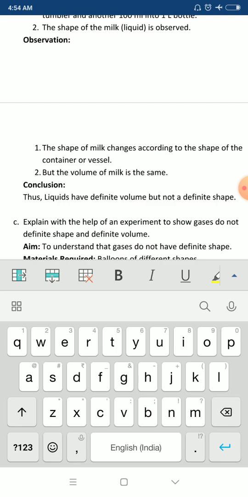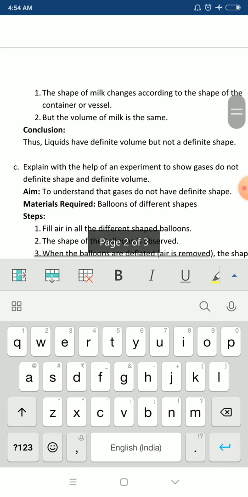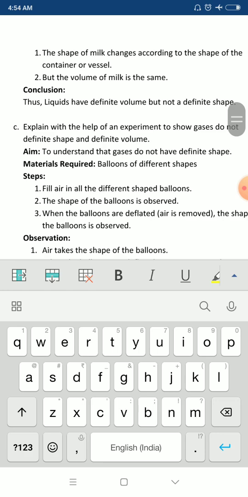Now coming to the third question. Again, this is also an experiment. We have to show that gases do not have a definite shape and definite volume. For this again we have to write the aim, that is to understand that gases do not have a definite shape. Now, what are the materials required? We are going to take balloons of different shapes.